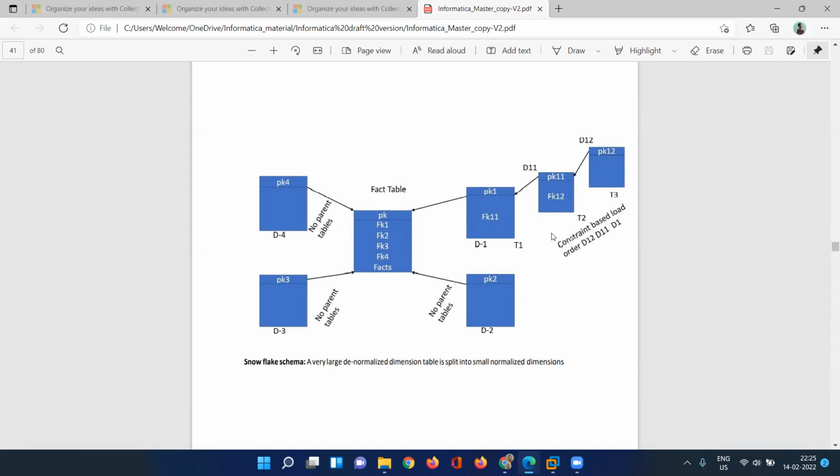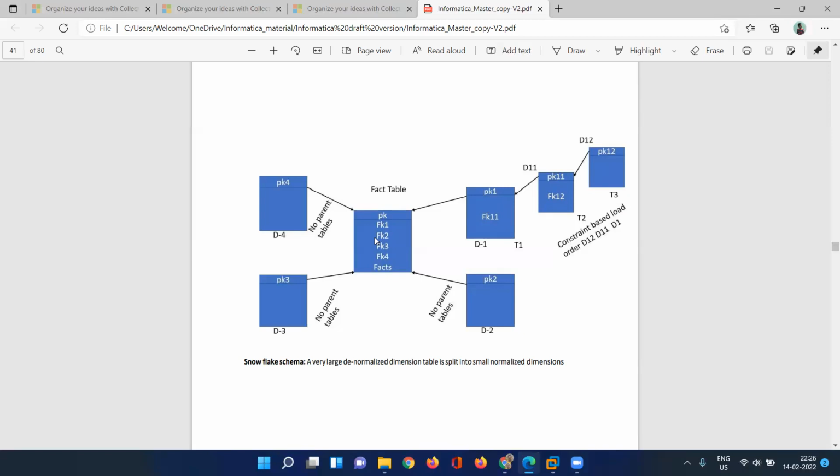There is a concept called constraint based load order. It means that once the parent table having the primary key has data, it will then load the foreign key related table. In the same way here, we have three dimensions sequentially. Once this loads the data, we load into the second dependent dimension. From this we load into our fact table.